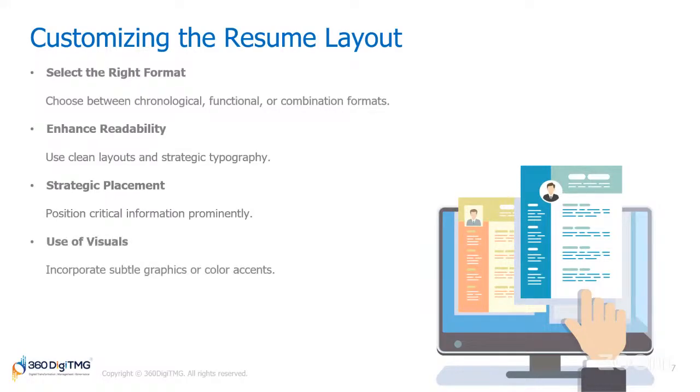So talking about resume layout, there are three options: chronological, functional, and combination formats. You can choose any one of them. And one more thing, make it very simple. Let it be neat and clean so that someone who is trying to read can read easily. They don't have to search for something for 5 to 10 minutes. If they want to look at your educational background, it should be immediately visible. What kind of projects you have done, it should be visible.